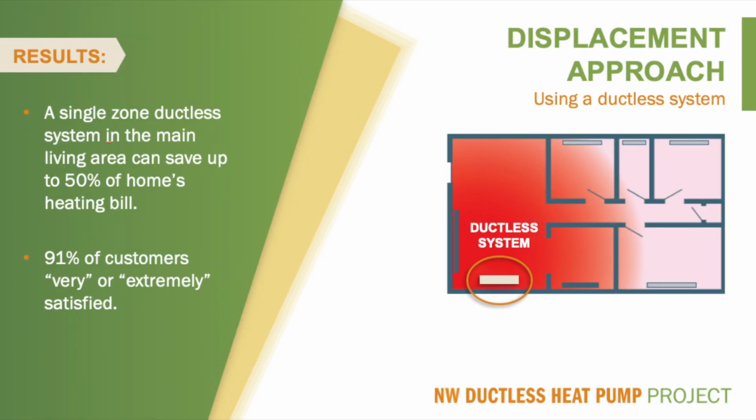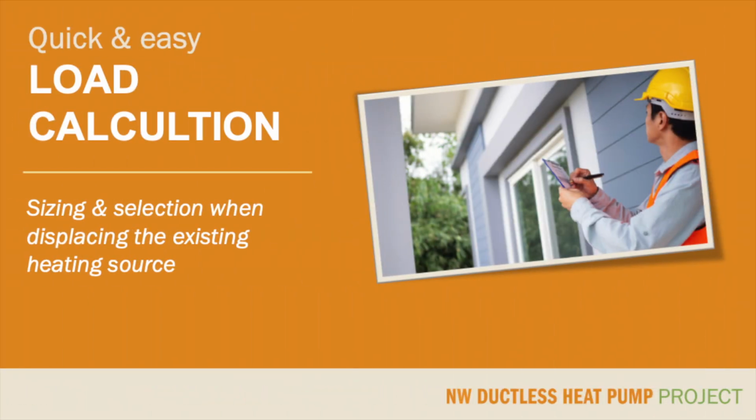When steps 1, 2, and 3 are successfully implemented, a single ductless heat pump can save up to 50% on the home's heating bill. How well does displacement work? Homeowners love their ductless heat pump, with 91% of those surveyed saying they are very or extremely satisfied. Now, let's talk about how to calculate the heating requirement for the main living area and choose the right capacity ductless heat pump for maximum displacement of the electric resistance heat.